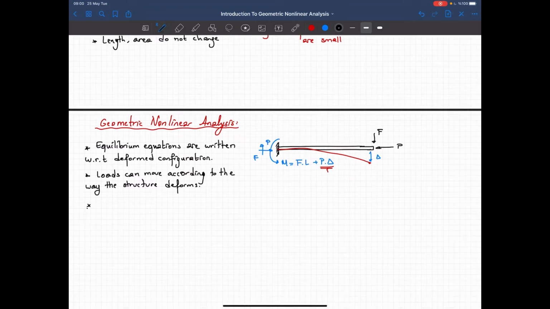Now we also can consider the coupling between bending, shear, torsion, and axial deformations can be considered.